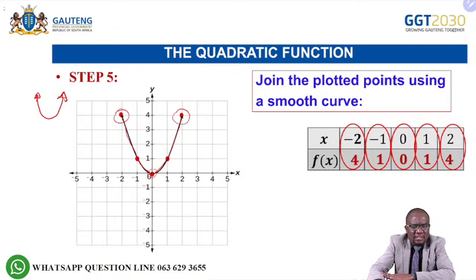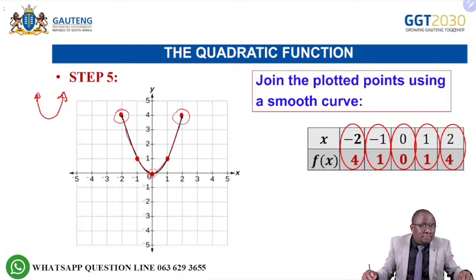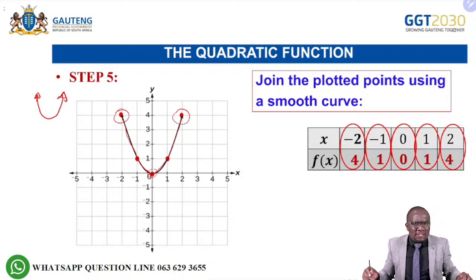Because the graph does not end there. It ends there because we just put the input values of negative 2 to 2. But we can put input values of negative 100 or even minus 1 million. We can put an input value of 100 if you want, of 150, of 1 million. In fact, we can put values from negative infinity to infinity. So that's why we're putting arrows there, to show that the graph does not end there.